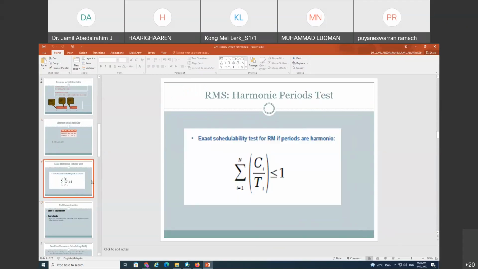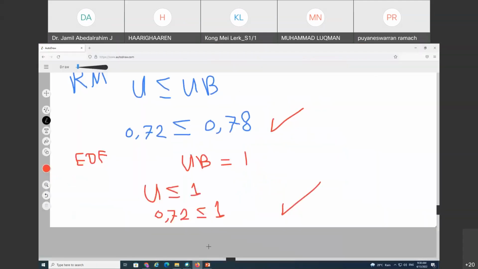Okay. Harmonic periods test. What does harmonic mean? It's a list of numbers or a list of periods wherein each number divides every number after it. I repeat, harmonic is a list of numbers or periods wherein each number divides every number after it.